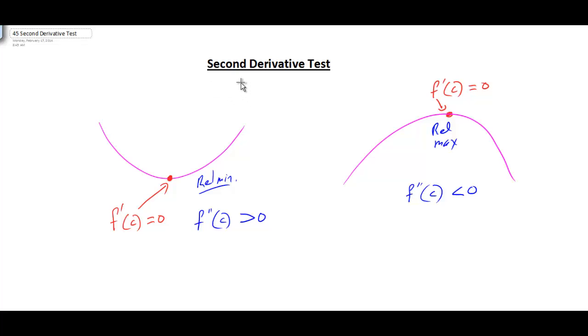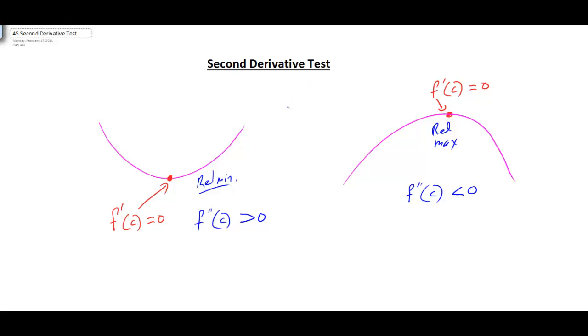What we refer to as the second derivative test is another way to identify our relative max and relative minimum points. And if you recall, we looked at a way using the first derivative to find our relative max and relative min, and we said that if your function was decreasing and then all of a sudden it changed to increasing, we would have a relative minimum, and if our graph went from increasing to decreasing, it would have a relative maximum.